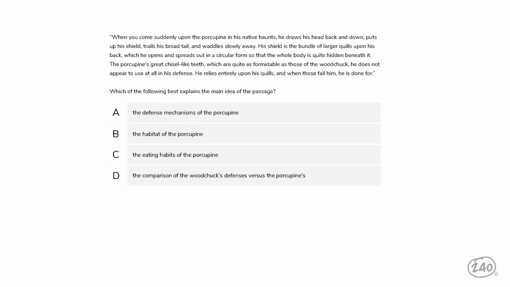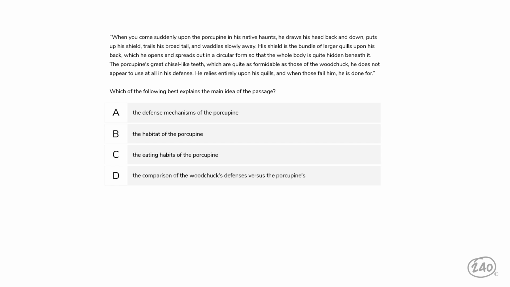When you come suddenly upon the porcupine in his native haunts, he draws his head back and down, puts up his shield, trails his broad tail, and waddles slowly away. His shield is the bundle of larger quills upon his back, which he opens and spreads out in a circular form so that the whole body is quite hidden beneath it. The porcupine's great chisel-like teeth, which are quite as formidable as those of the woodchuck, he does not appear to use at all in his defense. He relies entirely upon his quills, and when those fail him, he is done for.